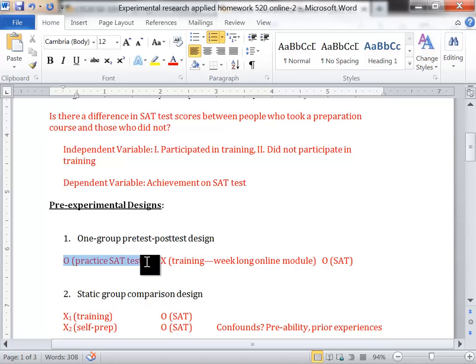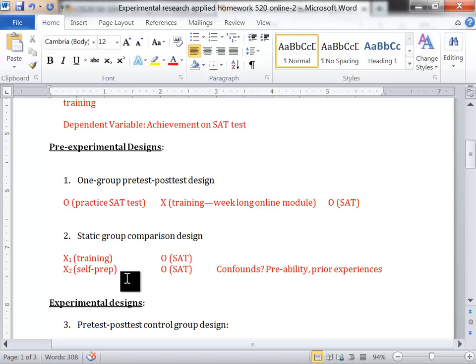So here's our pre-test. It's an SAT practice test. Obviously the O means the test. The X, it's a one group, so it's just people who receive the training. Perhaps it's a week-long online module, perhaps it's a series of face-to-face classes, whatever it may be. And then there's the SAT, the final test. So that's our pre-test, post-test, one group design. Okay. And the next one, static group comparison design.